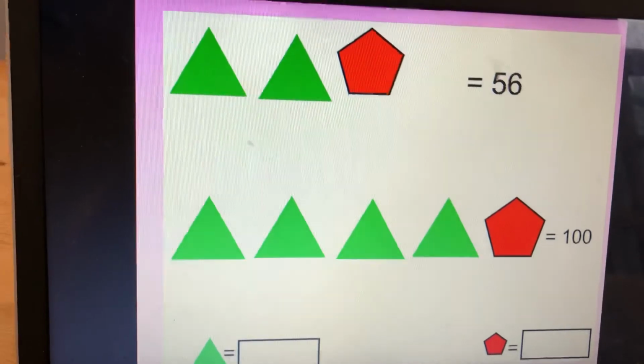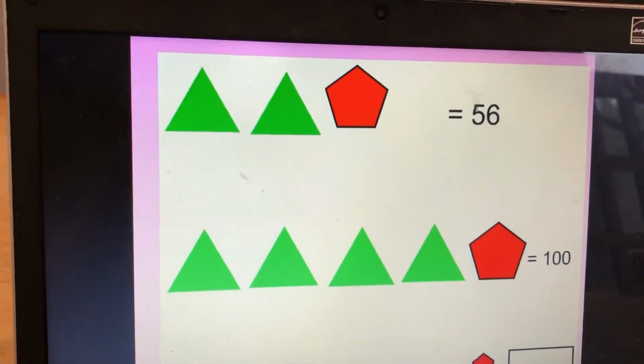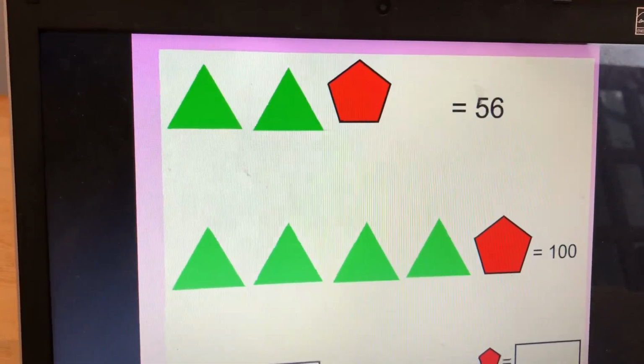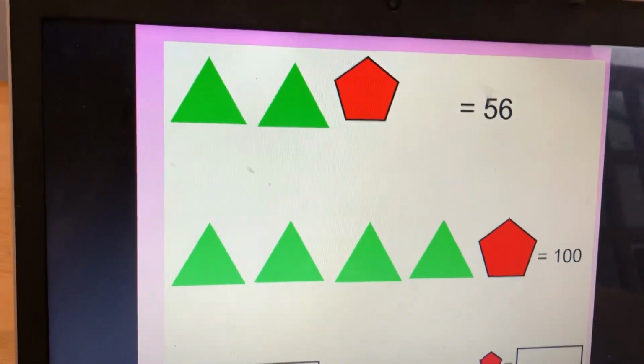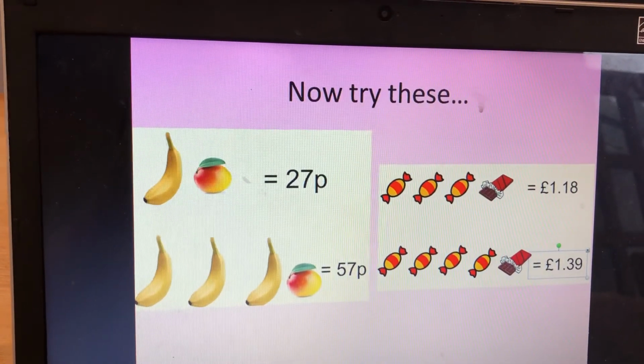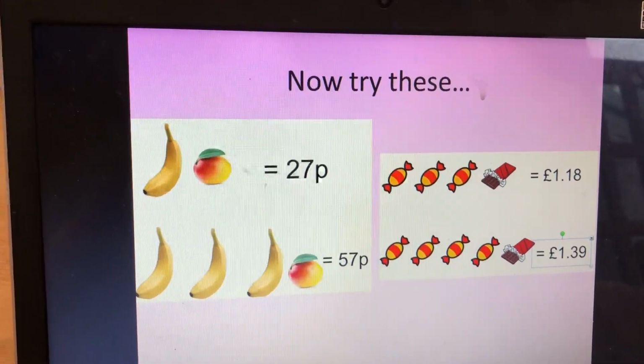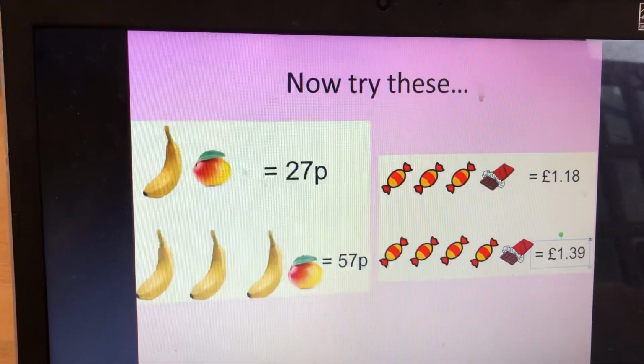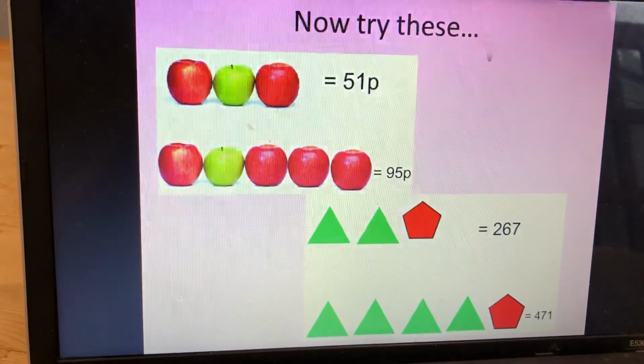Similar sort of thing for this one here. I'll let you do that example. And then I've given you some examples for you to try using the same amounts of objects, but obviously different totals. Okay, I hope that helps.